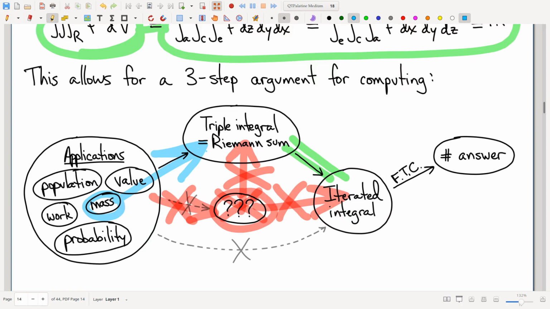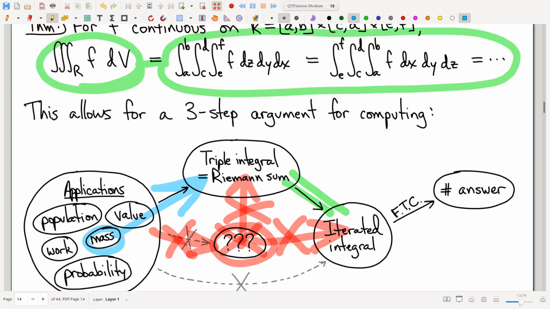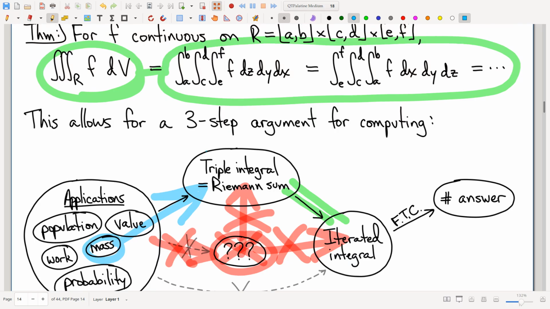Oh, yeah, question. Is switching the order like that only for a cube? Yeah, that's right. That's only for rectangular boxes. Can you switch in all 6 different possible ways? That's right. And we're going to talk about non-rectangular domains momentarily.